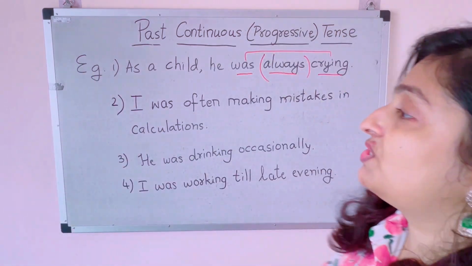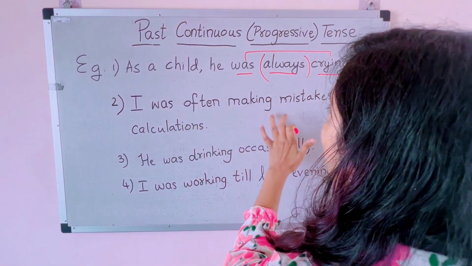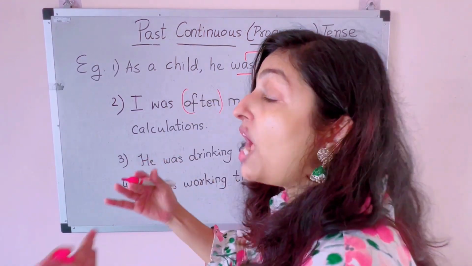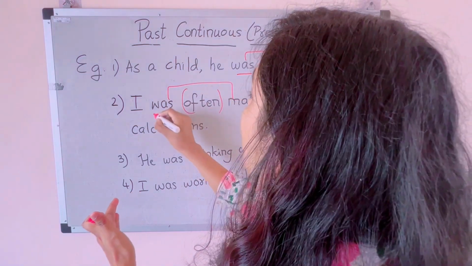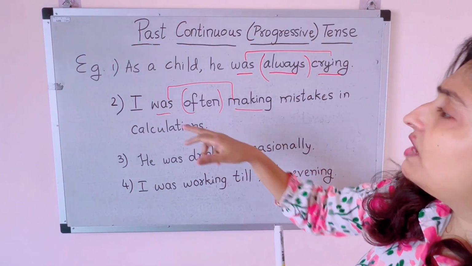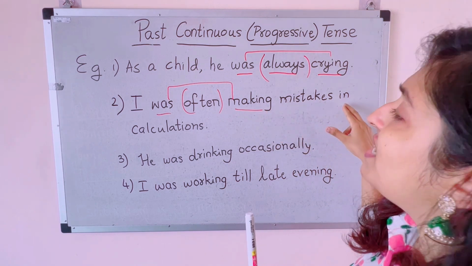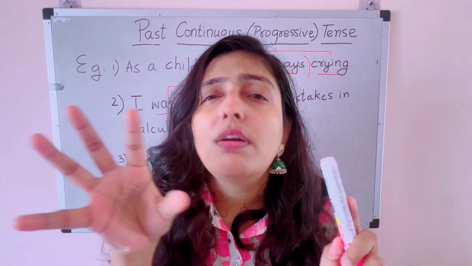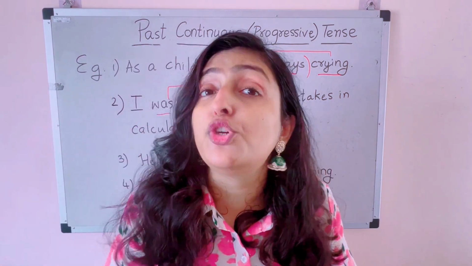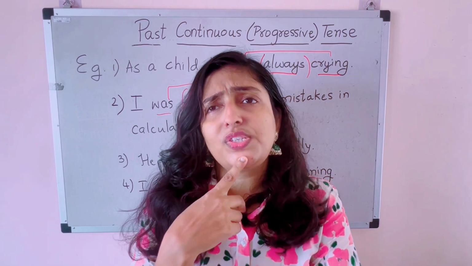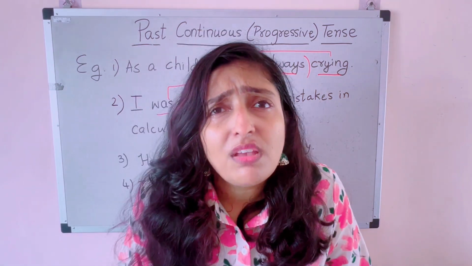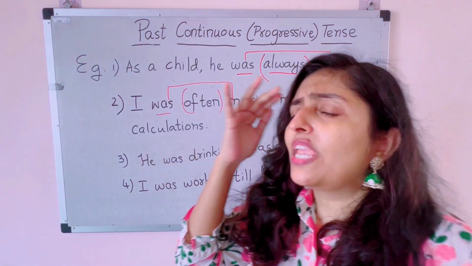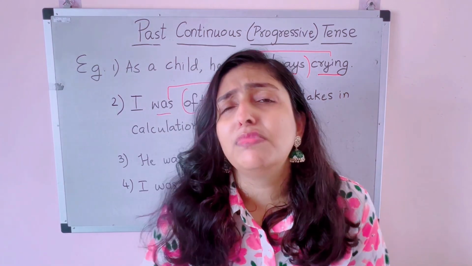Moving on to the second example, I was often making mistakes in calculations. This is the expression of time, and this is in past continuous. I was often making mistakes in calculations. Imagine a scenario where a friend of yours comes to your home and says, hey, Alice, why did you take up arts? Why did you take up humanities? And you give this reply, in my childhood, I was often making mistakes in maths.